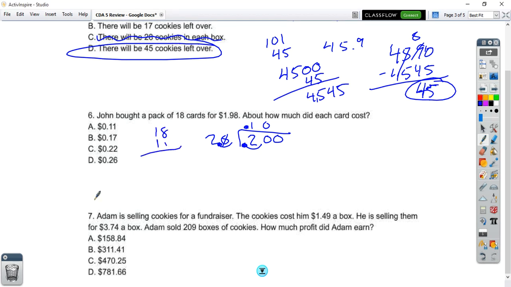18 times 11. Well, 18 times 10 is 180. And that's 0.11. And then I have another 18. So that's 891. I put my 2 decimals in. $1.98. Boom. Let's go.